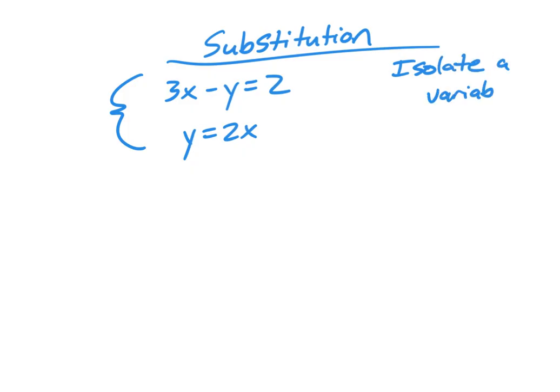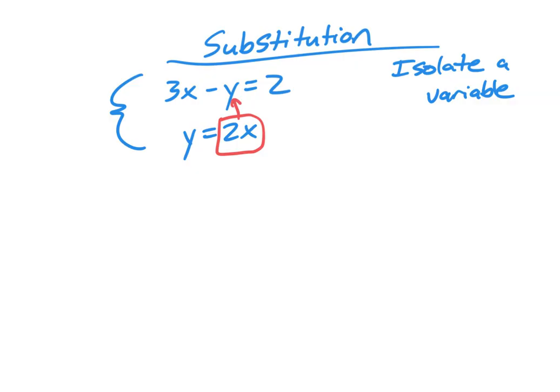Whenever we do substitution, we must isolate a variable, and what that means is we must get a variable by itself. So the ones that I'm going to show you for today are already going to have that in place. y is equal to 2x. y is by itself. There's nothing over here with the y, right? So y is already by itself. It's already isolated.